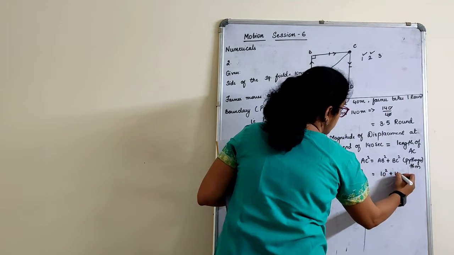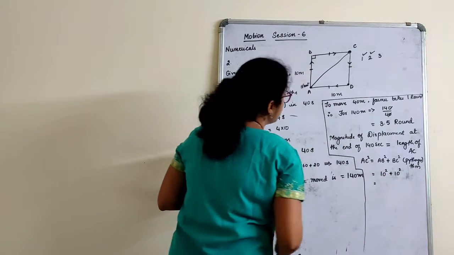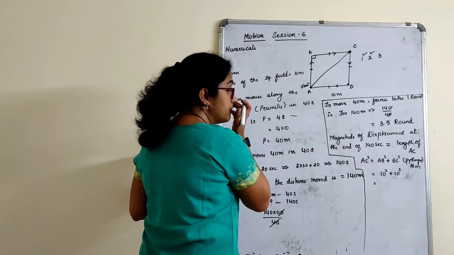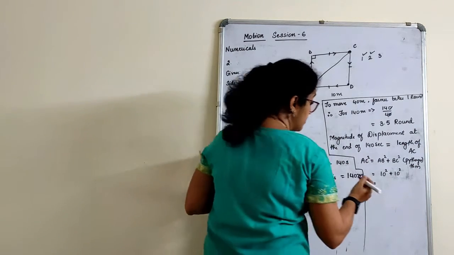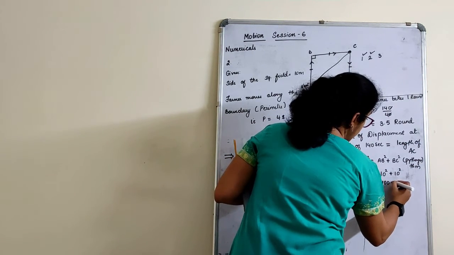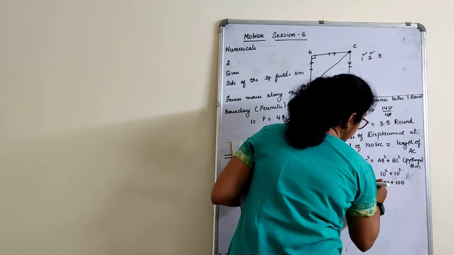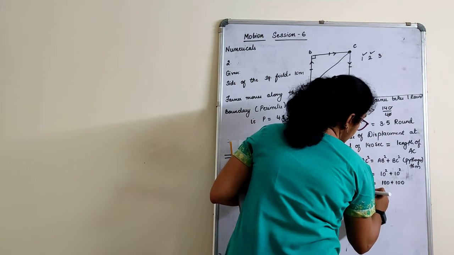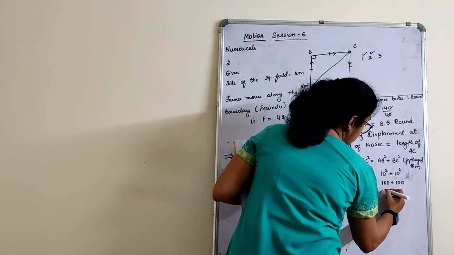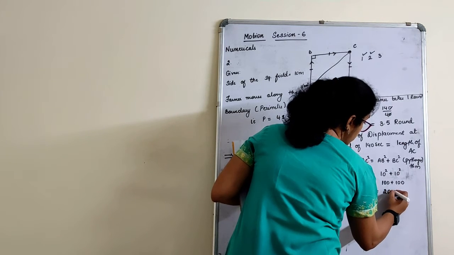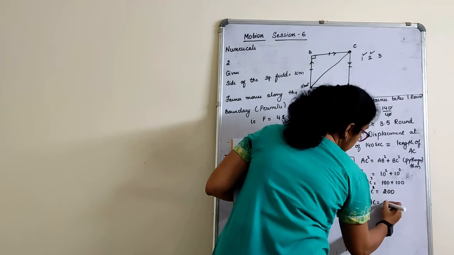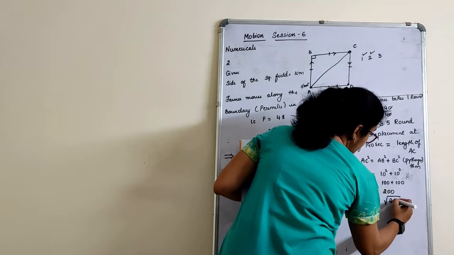10 square plus 10 square. So AB is 10. Square of this is 100 and square of this is 100. 100 plus 100, AC square is equal to 200. AC is equal to root of 200.